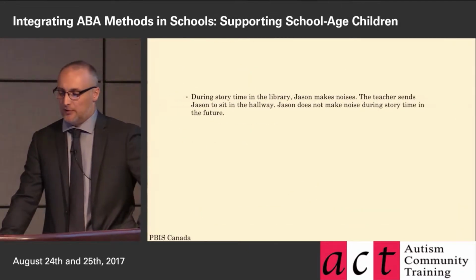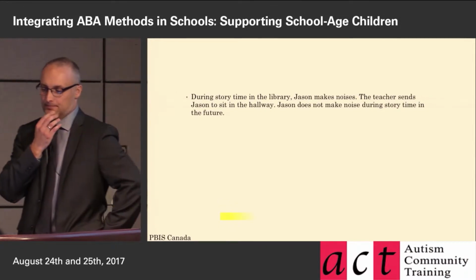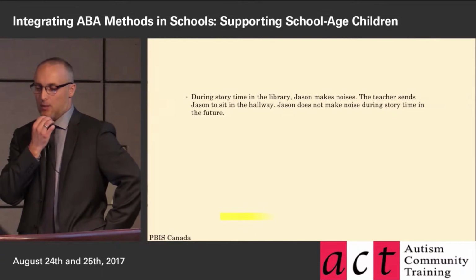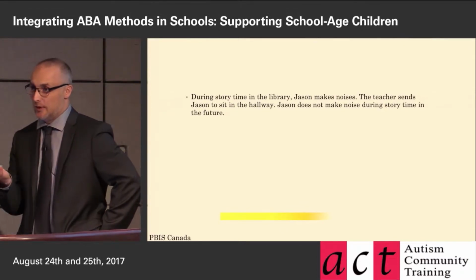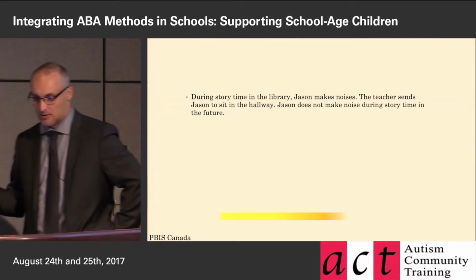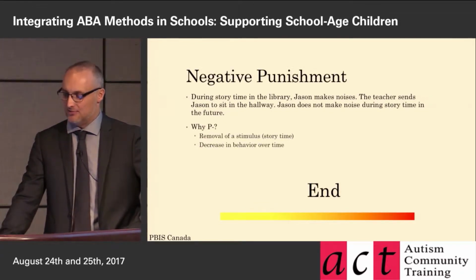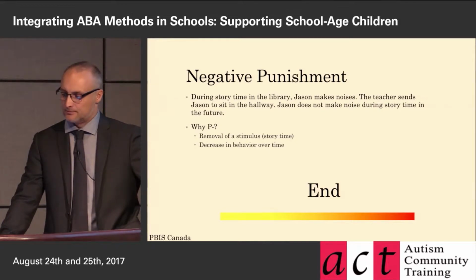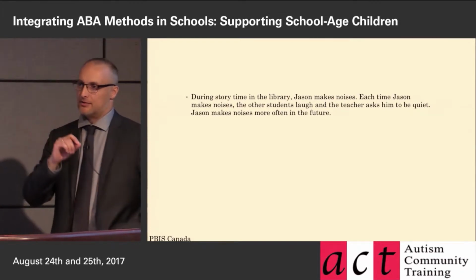During story time in the library, Jason makes noises. The teacher sends Jason to sit in the hallway. Jason does not make noises during story time in the future. Did it go up or down? Oh, it went down. So you have punishment. Now the next part of the equation to figure out: was there an add or a takeaway, to know if this is positive or negative punishment. Negative punishment. Behavior went down because something was removed, negative punishment. The next one. You see that the vignettes are in your handout and you have to write down the answer, right?